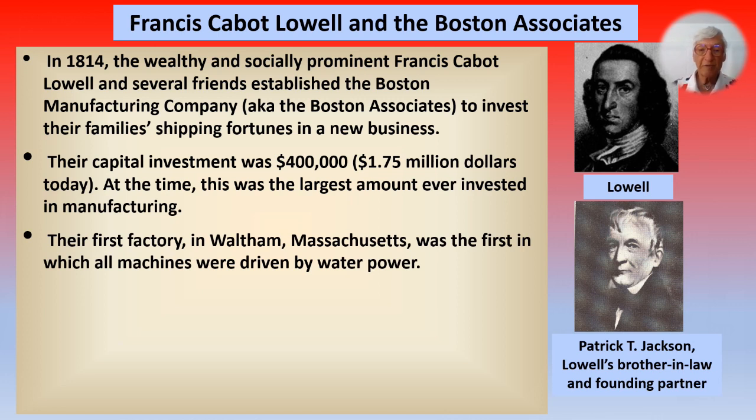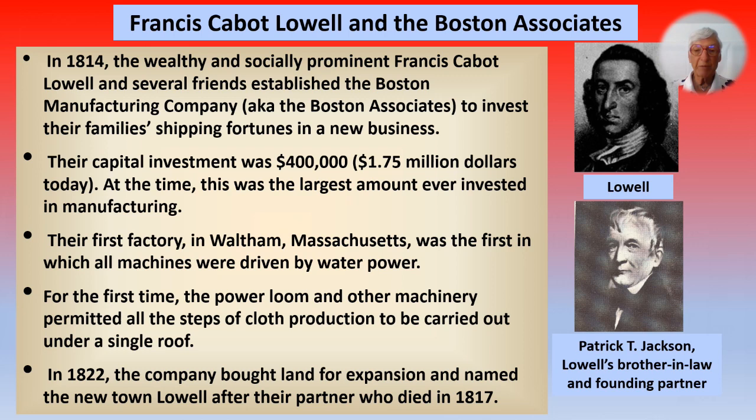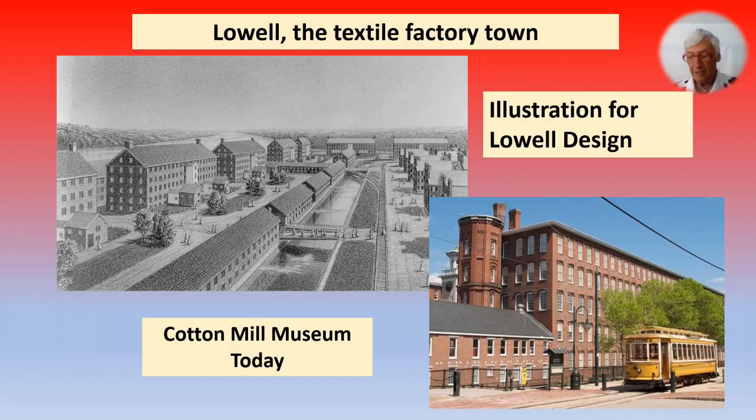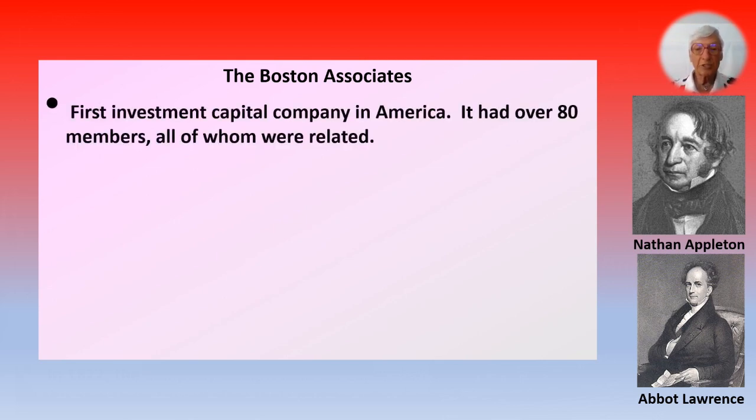Their first factory in Waltham, Massachusetts, was the first in which all machines were driven by water power. For the first time, the power loom and other machinery permitted the steps of cloth production to be carried out under a single roof. In 1822, the company bought land for expansion and named the new town Lowell after their partner who had died in 1817. Here is a depiction of what this looked like during that time. The Boston Associates, the first investment company in America, had over 80 members, all of whom were related.